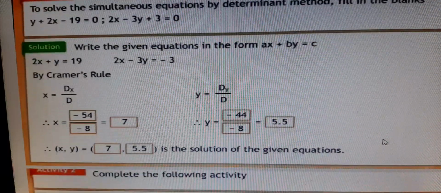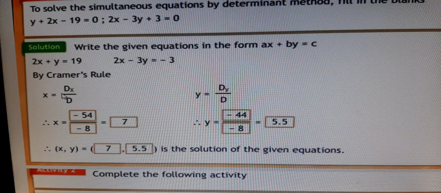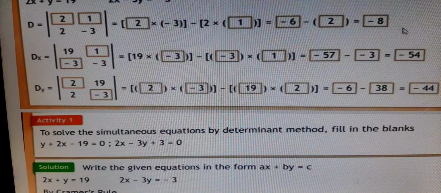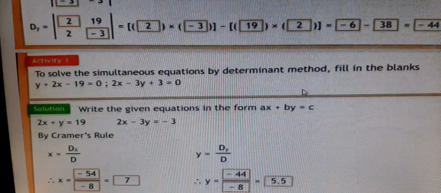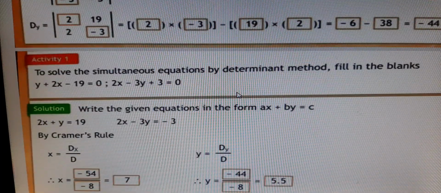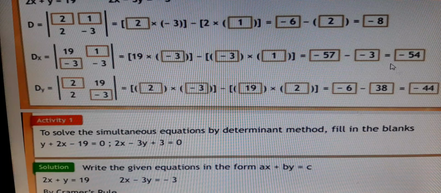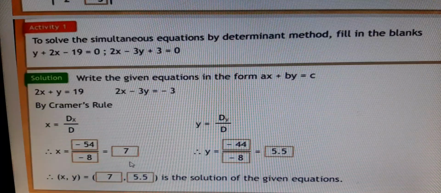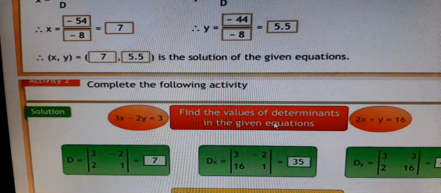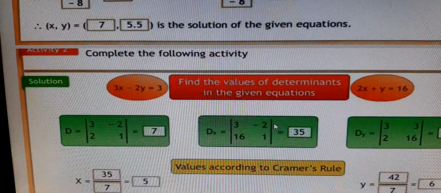Now by Cramer's rule, the formula is x is equal to dx upon d. dx value here is minus 54 and d's value is minus 8. Minus 54 upon minus 8 becomes plus 7. y is equal to dy upon d. dy's value is minus 44 upon minus 8. Minus 44 upon minus 8, we get the value plus 5.5. In this way, we complete the second example also.